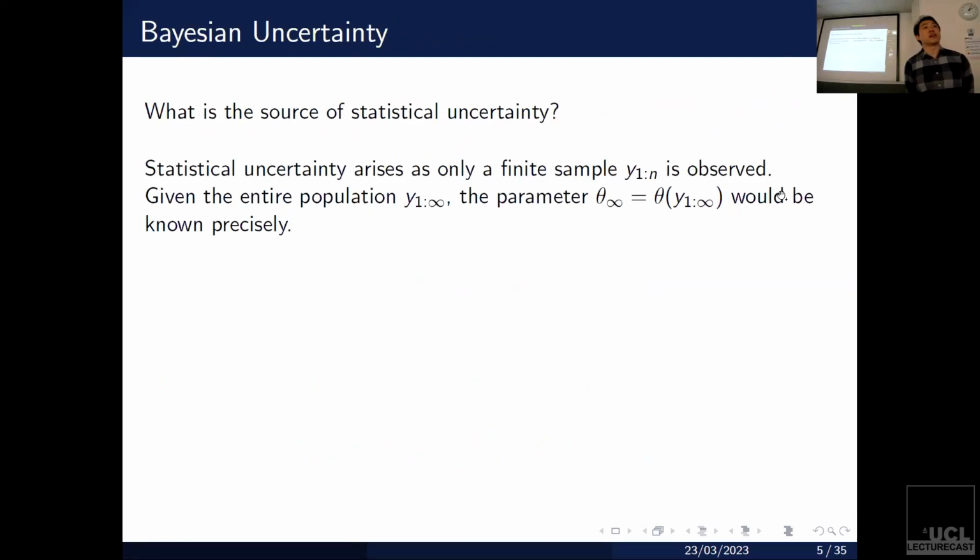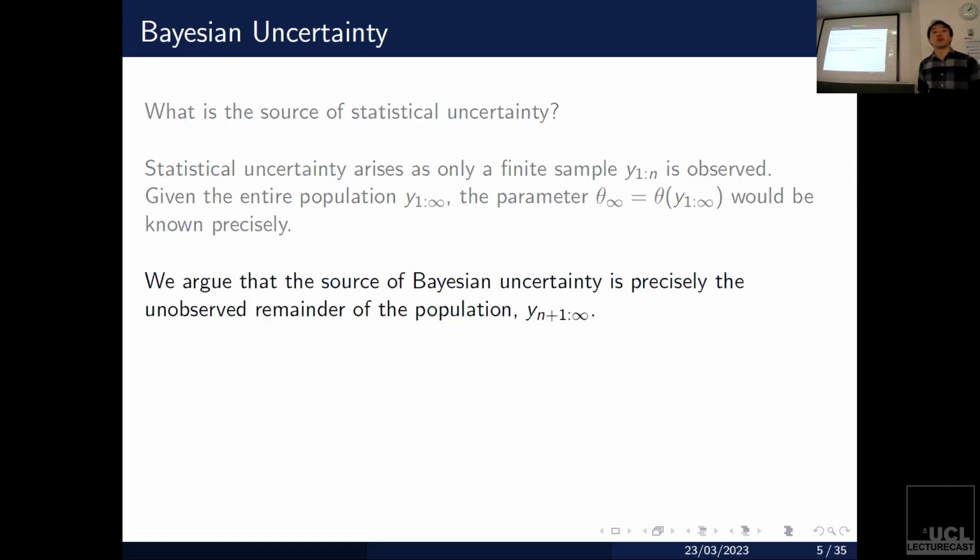So at the core of the idea of the paper is to ask this question, which is a little bit vague. But we're going to be asking, what is the source of statistical uncertainty? And I think both Frequentists and Bayesians can agree that the source of statistical uncertainty is because you've only observed a finite sample, y_{1:n}, from some unknown population. So given the entire population here, which I've written informally as y_{1:infinity}, you can imagine it as having access to this infinite sampling mechanism. And technically, under some assumptions, the parameter, which is going to be a function of this population, would be known precisely. That is, if you see y_{1:infinity}, you have no uncertainty on your parameter, regardless of which field of statistics you lie in.